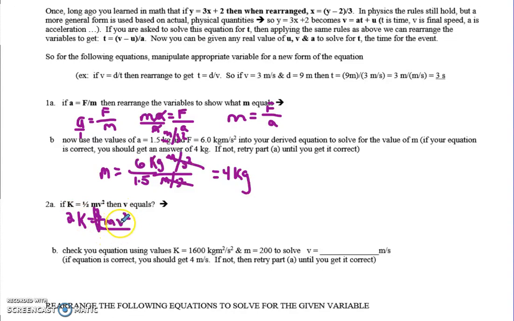Then I have this m times v, so undo that by dividing by m. And then I have v squared, so if I square root both sides, I get my final expression that v is equal to the square root of 2 times k divided by m. And then if I go ahead and plug in some numbers, you should get 4 meters per second.